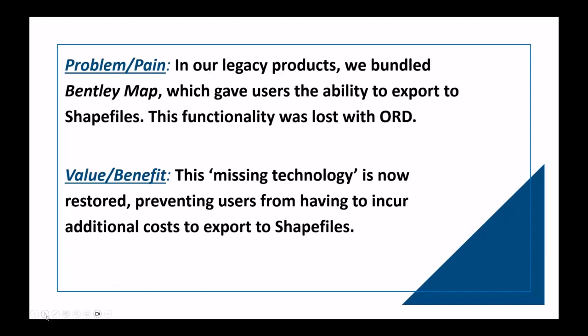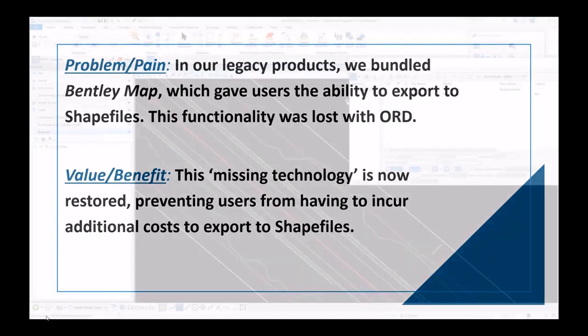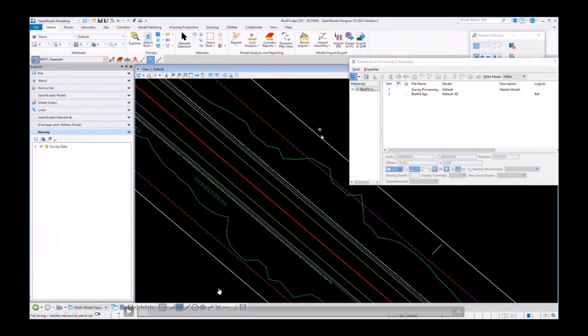If you go back to our legacy products, PowerGEOPAK, PowerInRoads, etc., you'll remember that in those V8i versions, we bundled Bentley Map in with the Power products, and Bentley Map gave everyone the ability to export shapefiles. When we went to OpenRoads, we didn't bundle that anymore, so that functionality was lost. Our users have asked for a while if we would add the ability back in to export shapefiles directly, and we have done that.